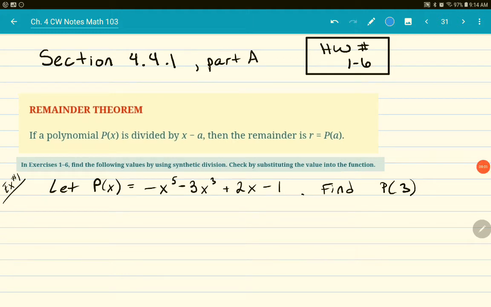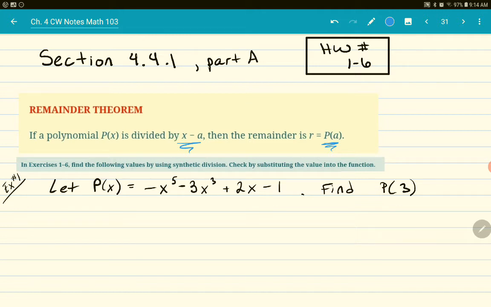Start section 4.4 with the remainder theorem, which states that if I evaluate a polynomial at any point a, then I get the same value as I do when I divide by x minus a and get the remainder. So let's see how that works in action. This works with homework problems 1 through 6.